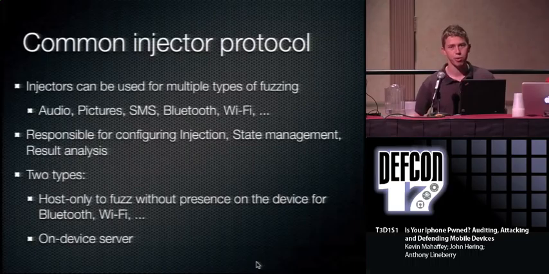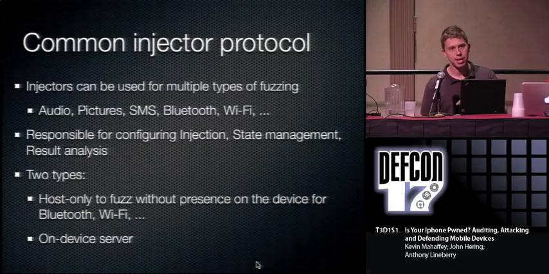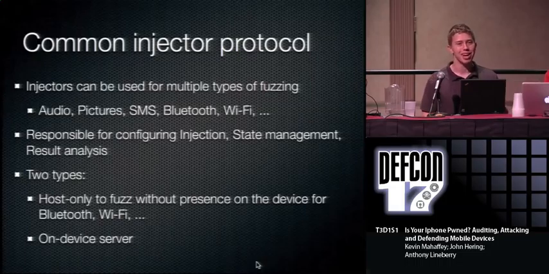And so we have a common injector protocol. There are basically two types of injectors we use. One is a local injector that interacts with the radio, and that radio will inject all this data at a phone. The other type is, let's imagine you have an iPhone, and you want to fuzz the libtiff library, for example. How do you do that?